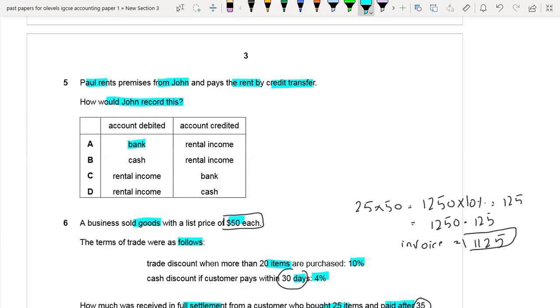and because John basically received that amount as rental income, the income account will be credited, which means rental income. As you can see, rental income is in option A, so option A is the right option.